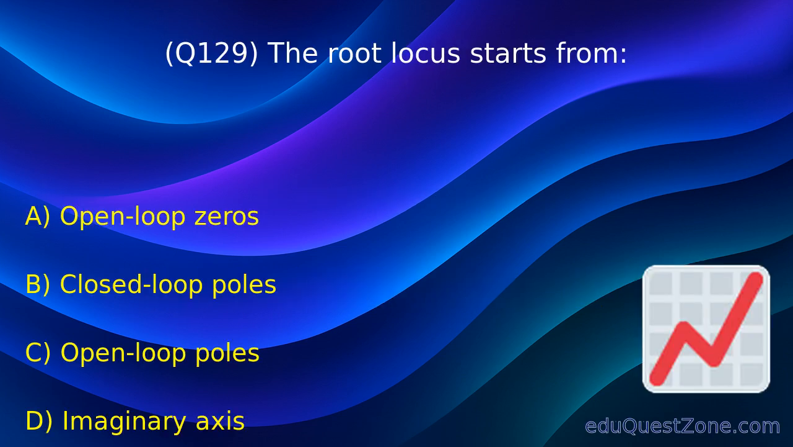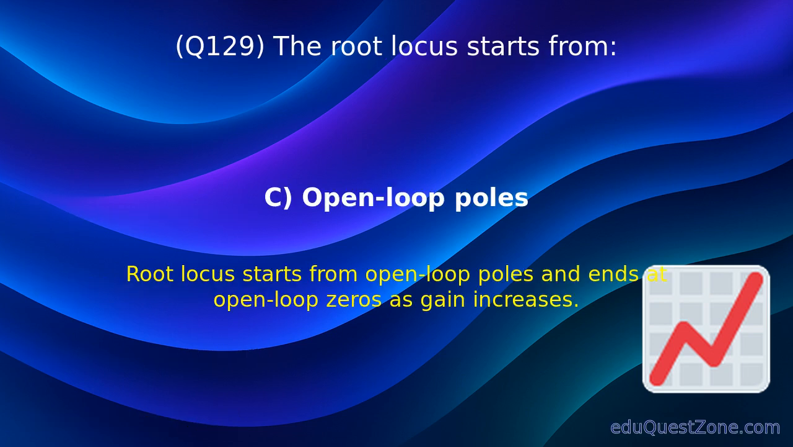Question 129. The root locus starts from... Option C, open loop poles. Root locus begins from open loop poles and ends at open loop zeros.